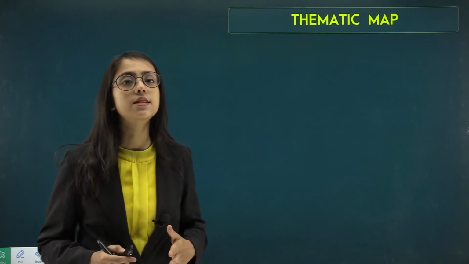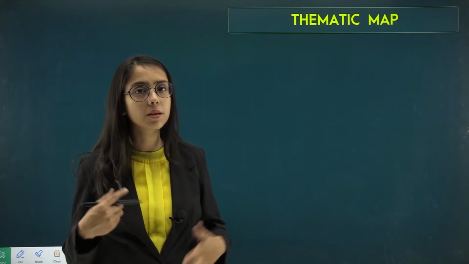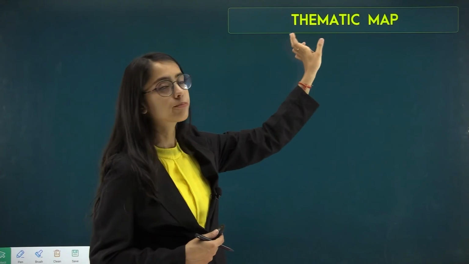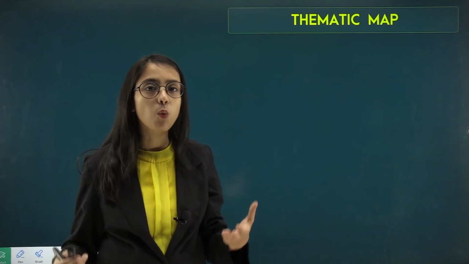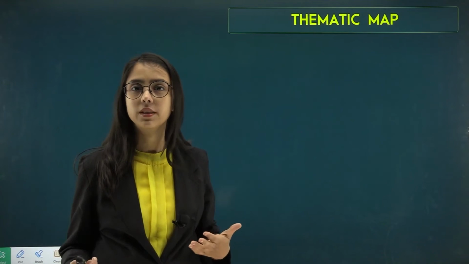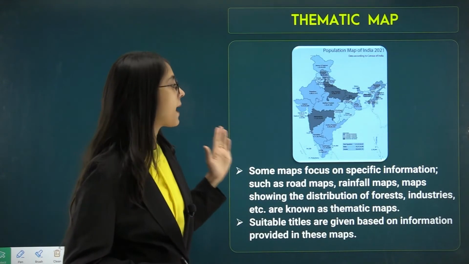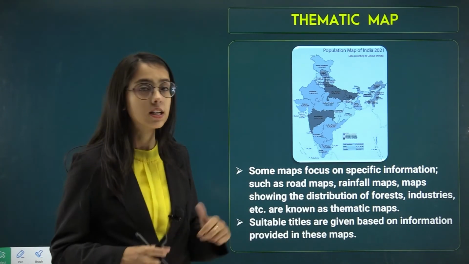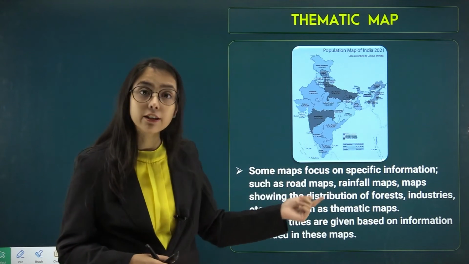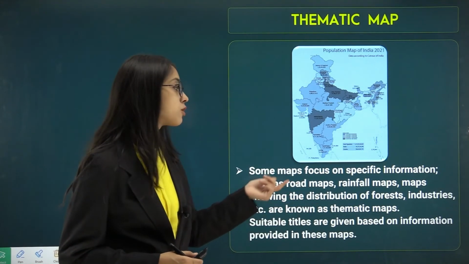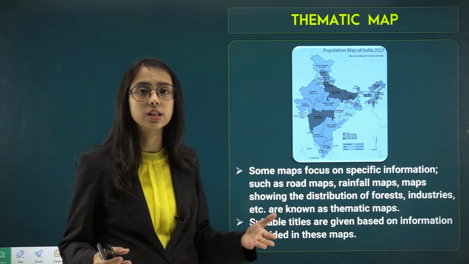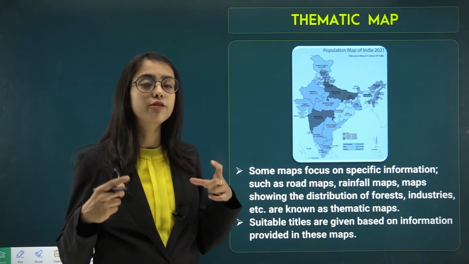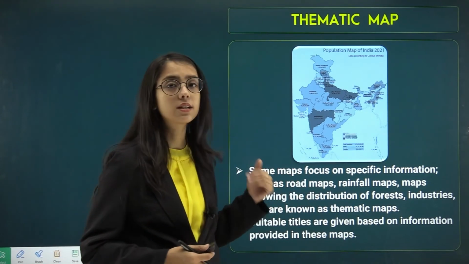Now, the last type of map is the thematic map. What are thematic maps? By the name itself, you must observe that this kind of map is based on a theme. Now, what are these themes? What could it be? Let's have a look. Some maps focus on some specific, particular information, such as road maps, rainfall maps, maps showing distribution of forests, vegetation, industries, mining areas. These are the themes, and the maps which represent such themes are known as thematic maps.